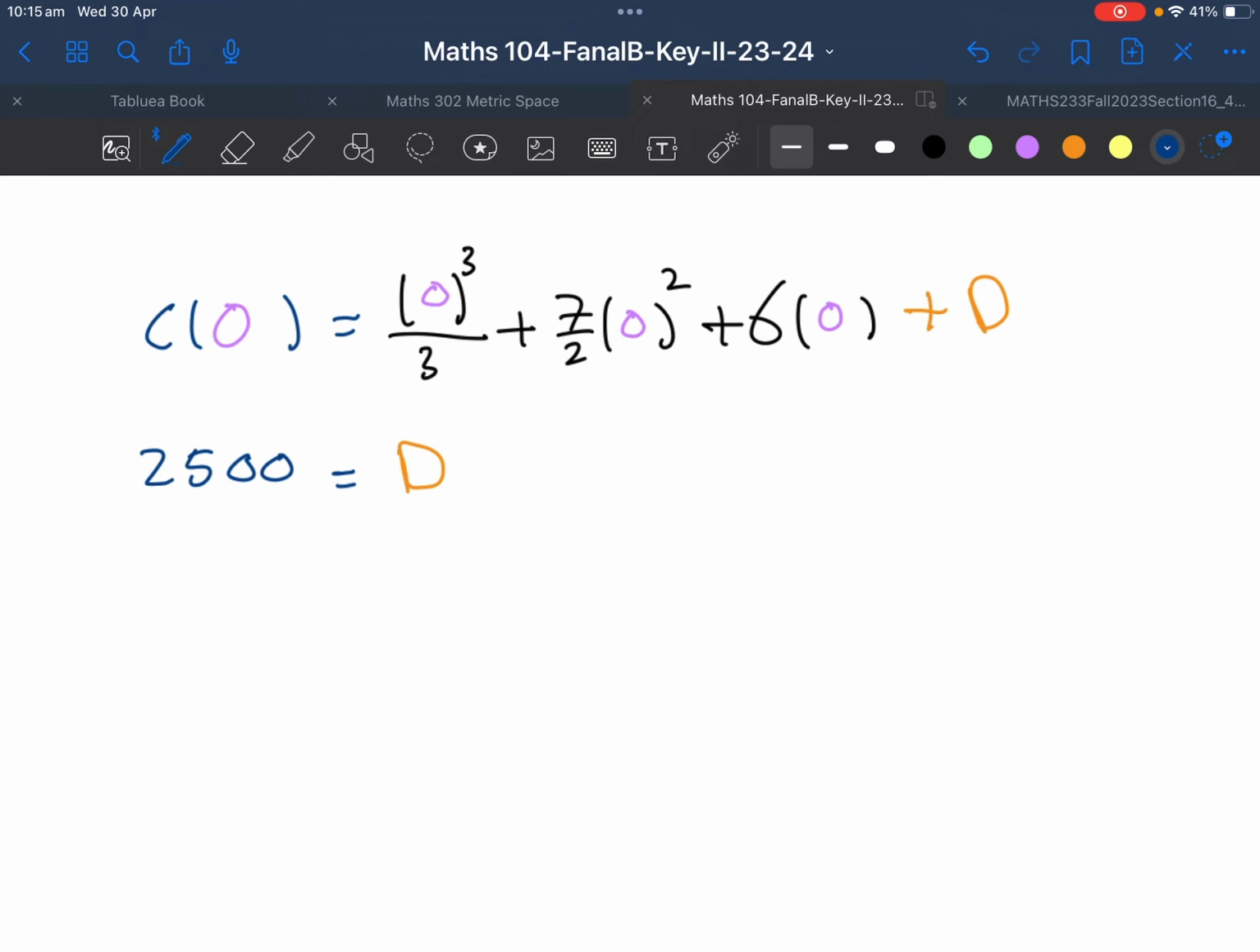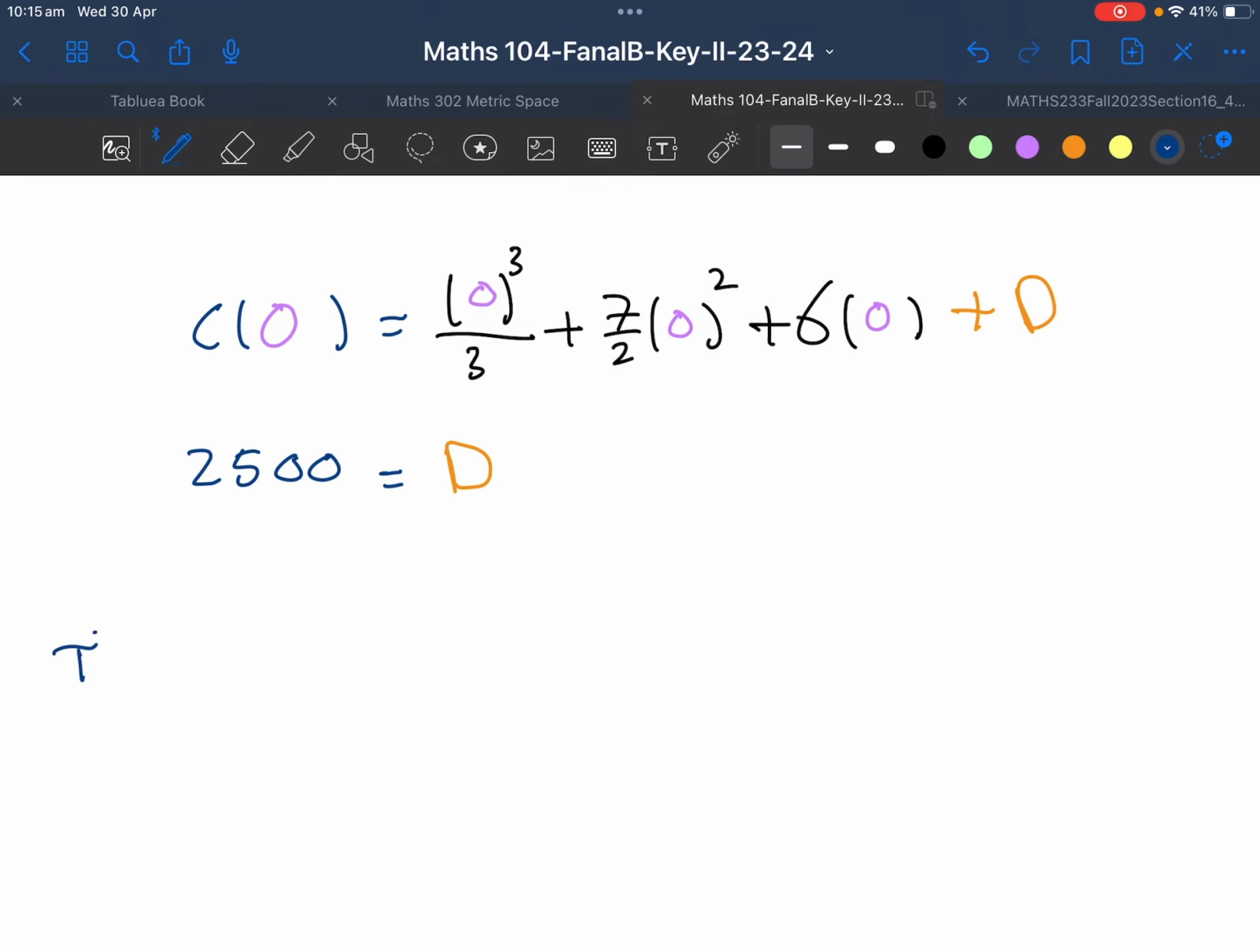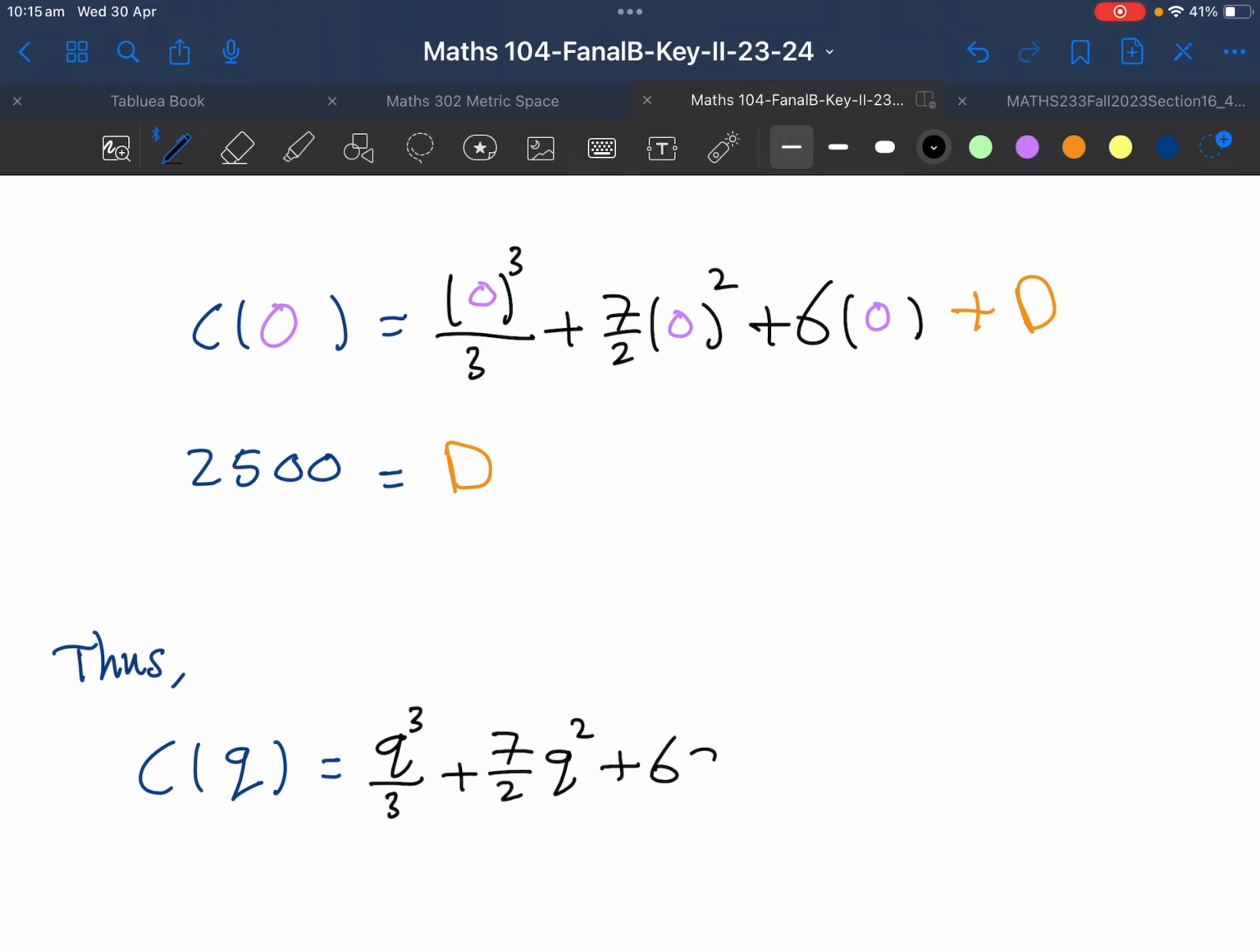Thus, let me just summarize what we did. Thus, C of q equals q cubed over 3 plus 7 over 2 q squared plus 6q, and then we just have to add 2500 as an extra.